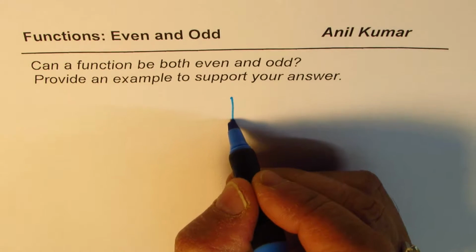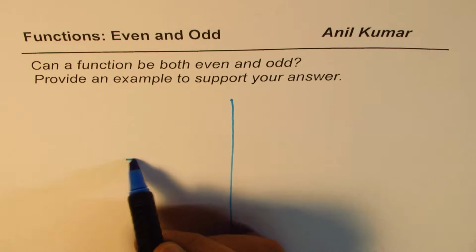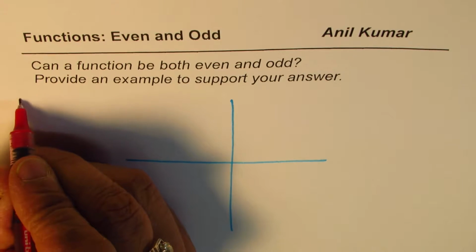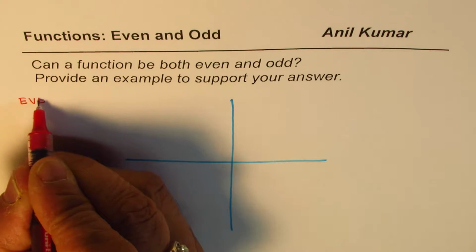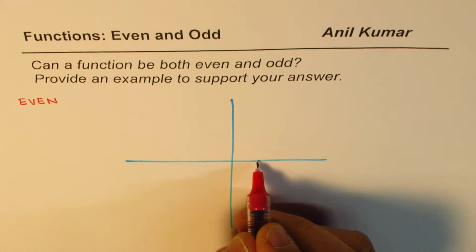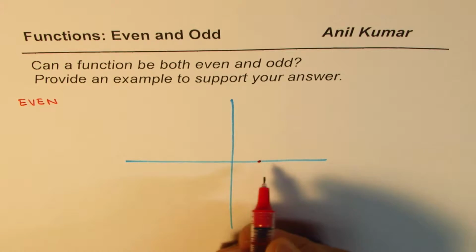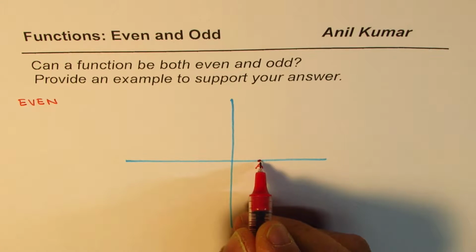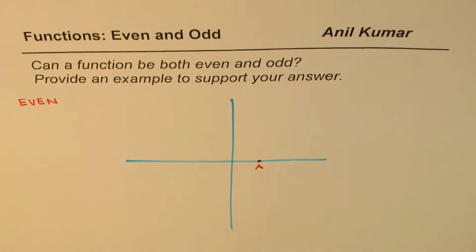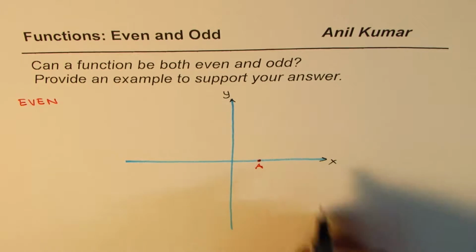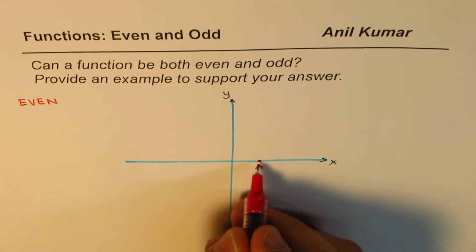So let's think about it, right? Let's explore. Let us say the function is even. Let's consider first that the function is even. In that case, if I have a point here, then I should have a corresponding point here also. If I have a point a here, then even means you are going to reflect it on the y-axis, correct? So this is the y-axis, this is the x-axis. So you're going to reflect it on the y-axis.